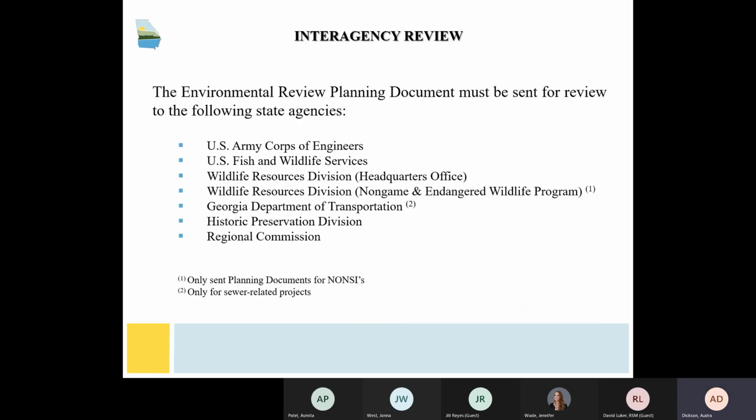For both CEs and NONZs, I did mention interagency reviews. So the slide provides a list of the state agencies we send applications to for review. Depending on the project scope, not all agencies need to be contacted. If the project is for a CE, the Wildlife Resource Division's non-game and endangered wildlife program does not need to be contacted. These agencies are only contacted for NONZ projects. Or if the project isn't for a sewer line, the Georgia Department of Transportation does not need to be contacted.